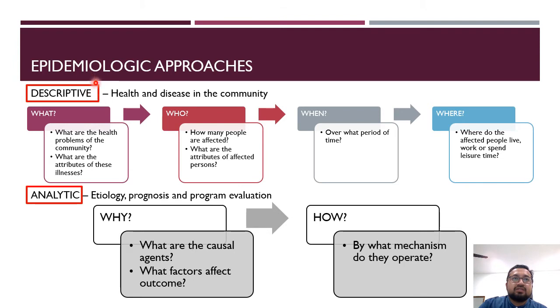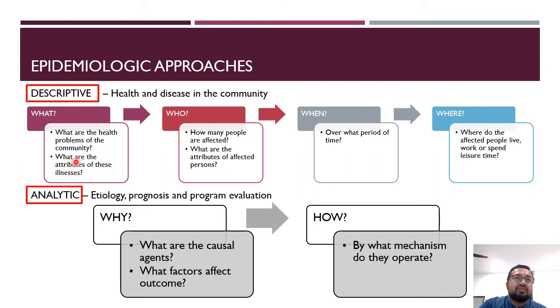So kita ada descriptive, analytical. Descriptive ni has and disease in the community. So apa yang saya cakap tadi adalah benda-benda ni lah, soalan-soalan ni yang perlu ada untuk membuat descriptive analysis in epidemiology. What are the health problems of the community? What are the attributes of this illness?